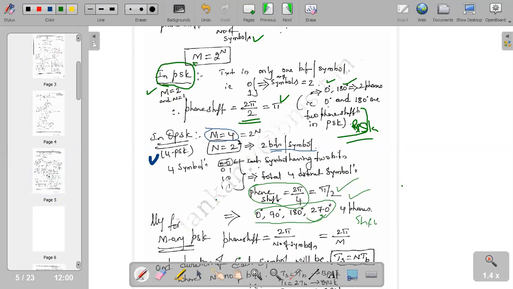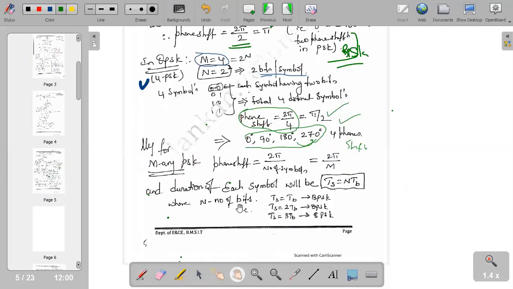Again, similarly, if it is for an M-ary system, the phase shift is equal to 2 pi divided by the number of symbols, that is 2 pi divided by M. And what is the duration of each symbol? In case of M-ary PSK, the duration of each symbol is equal to n times the duration of each bit. So TB here is the bit duration.